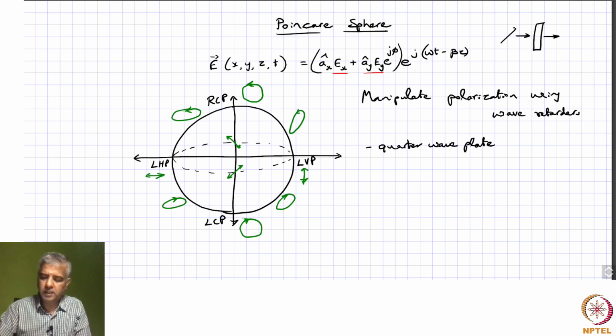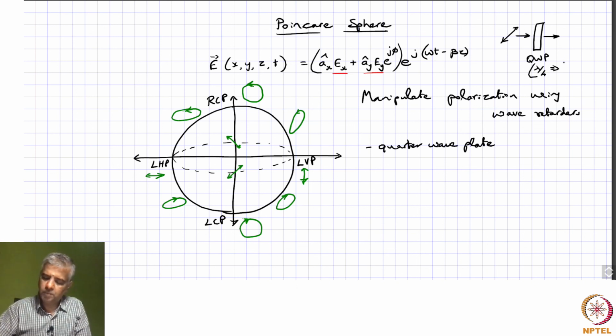So essentially, what you are doing when you put it through the half wave plate is rotating the polarization. You are staying on the equator, but you are rotating your polarization when you use a half wave plate. Those are the typical manipulations that you do as far as the polarization is concerned.